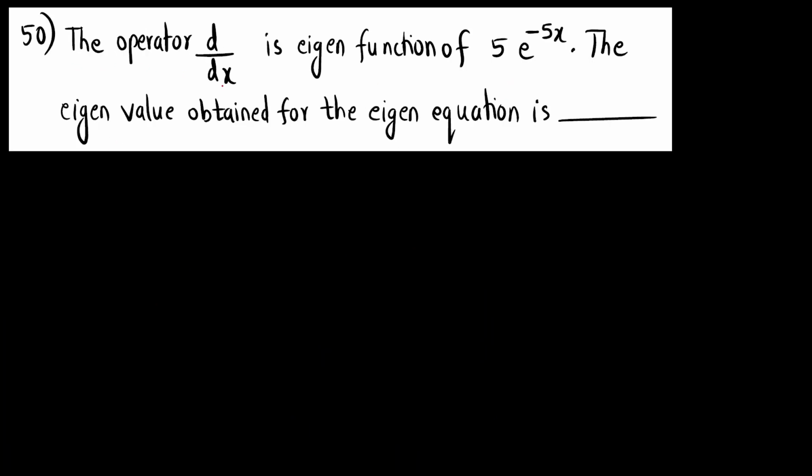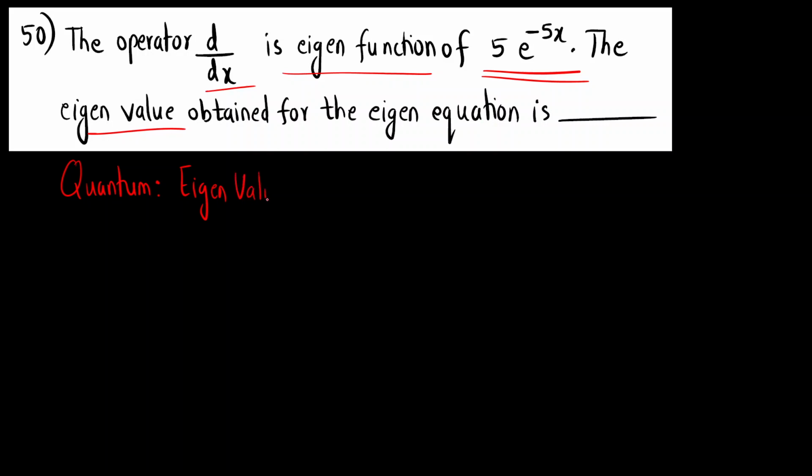Question 50. The operator d/dx is applied on this wave function that is given. The eigenvalue obtained for the equation is what? This is from quantum chemistry. This topic is called the eigenfunction, eigenvalue equation. What is that? We will see now.